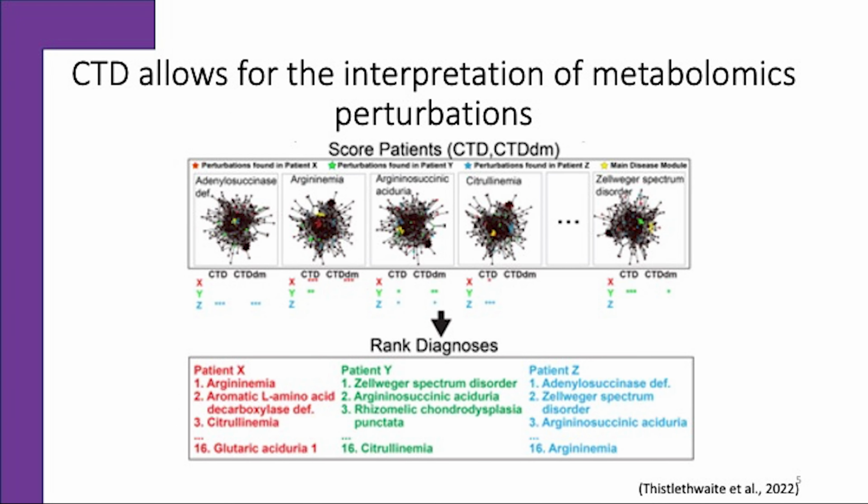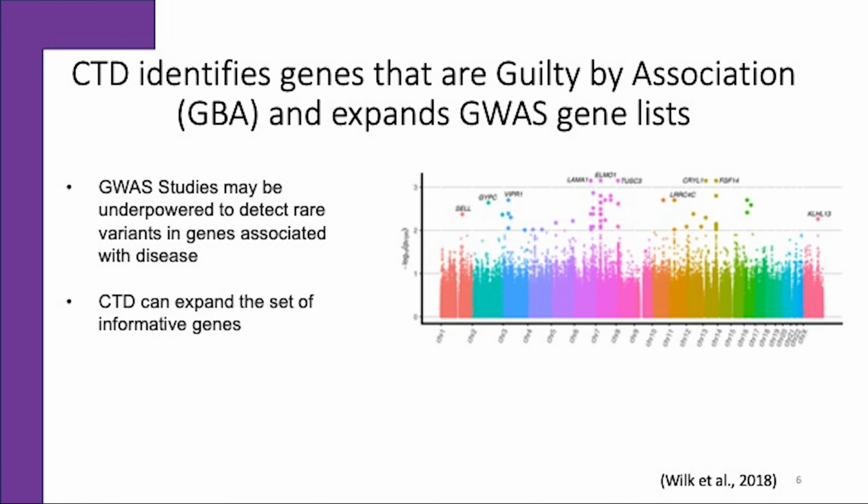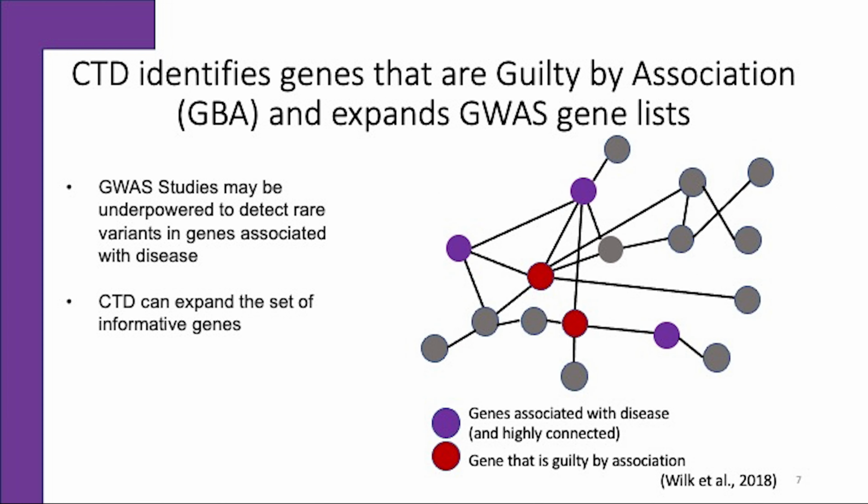CTD has also previously been used to interpret metabolomic modular perturbations and to help screen patients for inborn errors of metabolism. CTD could also be used to expand the list of GWAS hits. While GWAS may be underpowered to identify all informative genes for rare diseases, CTD could be used to expand this list by identifying genes that link highly connected GWAS hits and may therefore be guilty by association.